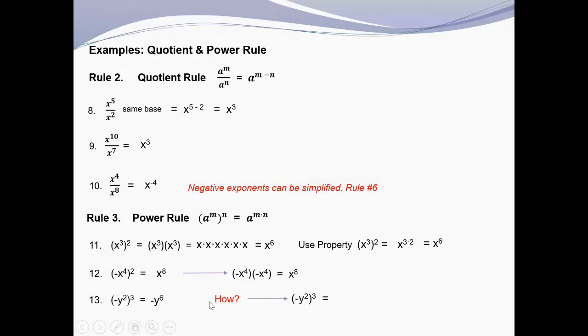How? Right, here it is. So we're going to do it 3 times. So it will be negative y squared times negative y squared times negative y squared. Negative y squared times negative y squared will give us y to the fourth, right? But we need one more because there's 3. So you see now this will give us a negative, and then we add the exponents. It's very helpful just to use the rules.